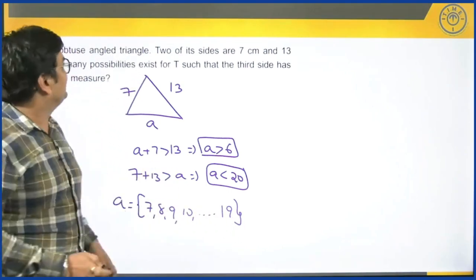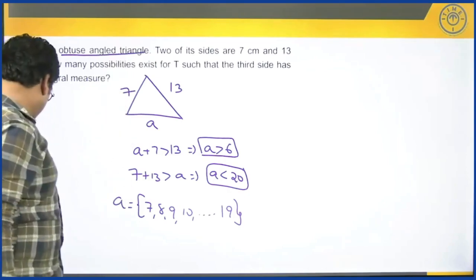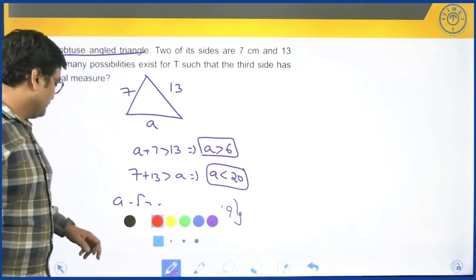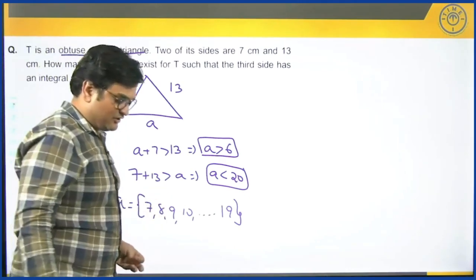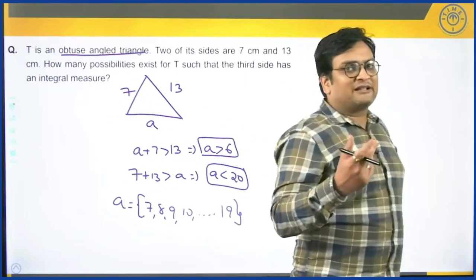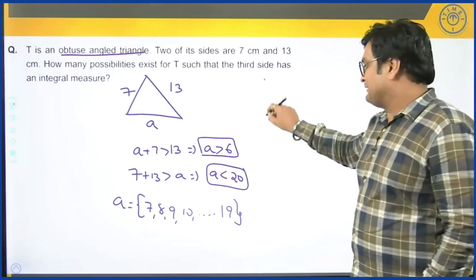But the point is, all these values will not lead us to an obtuse angle triangle. We want an obtuse angle triangle. All these might not lead us to obtuse, and thus we cannot say our answer is this. So many different triangles are possible. So how do we check whether a triangle is obtuse or not? We have a condition which we discussed.